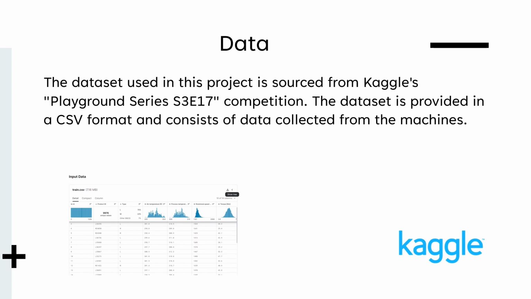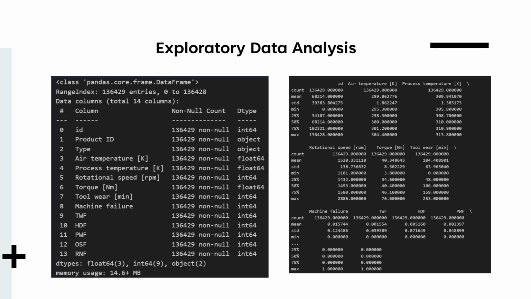I have found the dataset for this project on the Kaggle website. It was available in the Playground series competition. It is in a CSV format and it contains the data collected from the machines. I have performed exploratory data analysis on this dataset. The dataset consists of 136,429 records and 14 columns. Each column gives data about various parameters related to the operations of the machine and its failures.